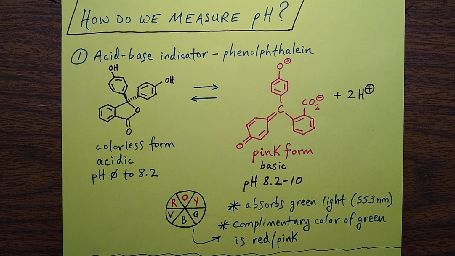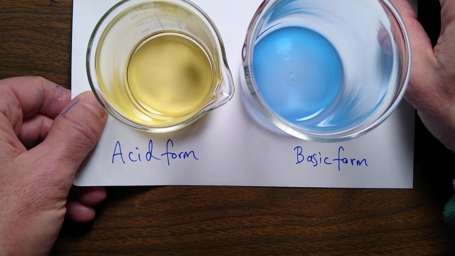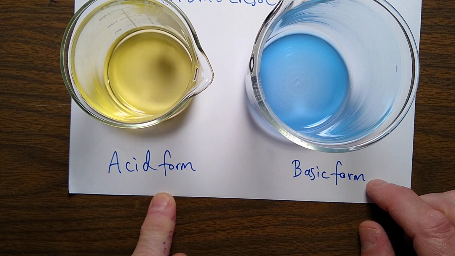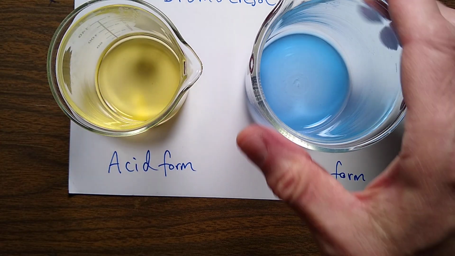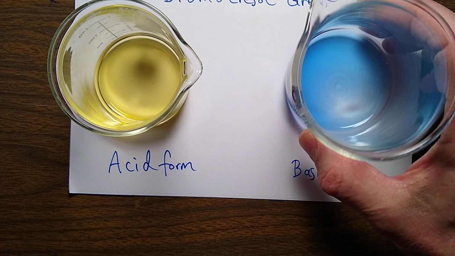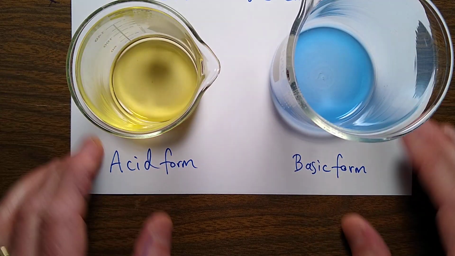There's another indicator. They all don't have that. They have various colors. This indicator, called bromocresol green, has very pretty colors. It turns this yellowish color in its acid form at low pH. At a higher pH, it changes its chemical structure and absorbs or looks blue to us. So this is how we use them.